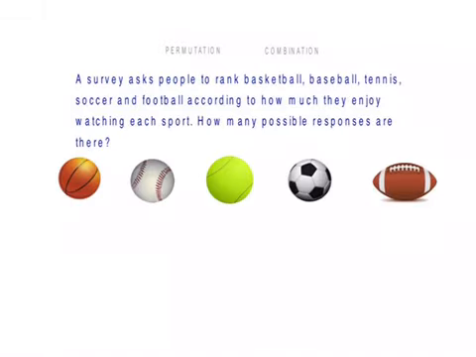Next example here, I have a survey that asks people to rank basketball, baseball, tennis, soccer, and football according to how much they enjoy watching each sport. How many possible responses are there? Well, when I'm talking about ranking, I'm talking about a first, a second, and a third. First, second, third, those tell me that order is extremely important. So permutation it is.